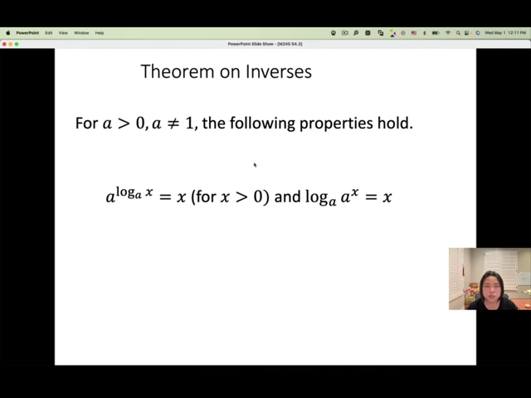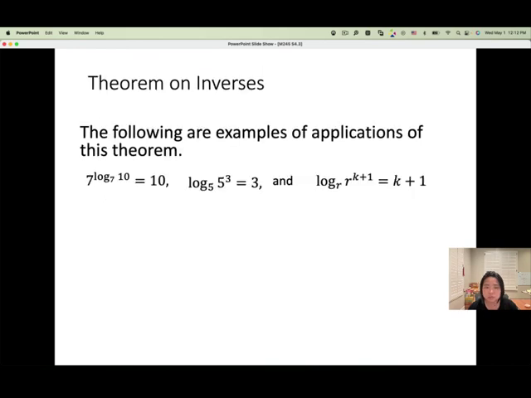Okay, the inverse property. For a strictly greater than 0 and not equal to 1, the following properties hold. When we have a to the power of log base a of x, that equals x, and log base a of a to the x, that will be equal to x. Okay, this guy, you could put the x in the front, right? Log base a of a will be equal to 1, and that's why it's equal to x in here.